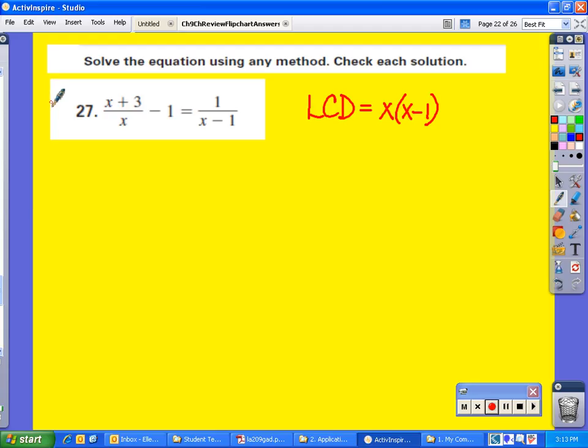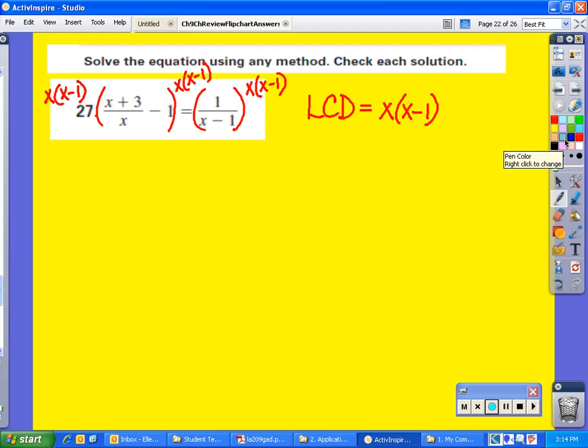We're going to multiply both sides of the equation by x times x minus 1. Remember, we have to do this to maintain the equality of the equation. Always do the same thing to both sides. Now, because the left side has two terms, I usually write this twice, just so that I can keep track of anything that cancels.